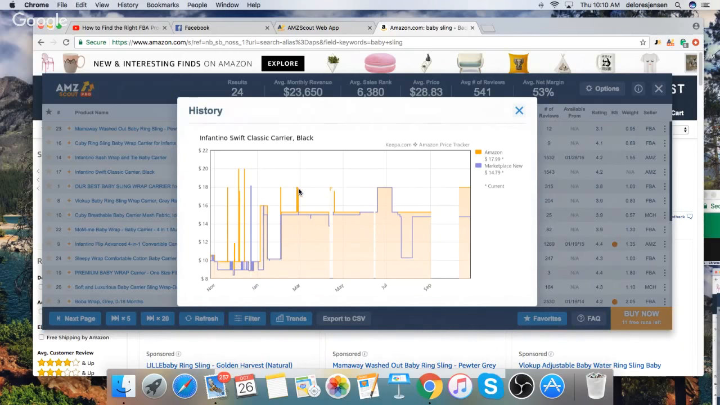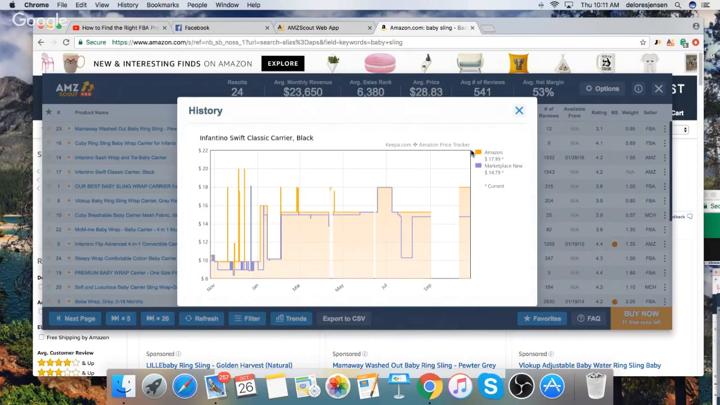And there is a blue or purple line. Yeah, it looks like purple. It's the marketplace price for a new product, because the yellow line is the price for used products as well. So it's like an average, a price from any seller.